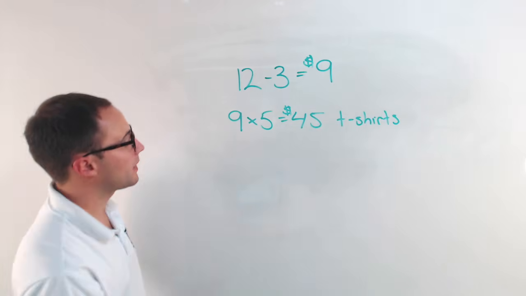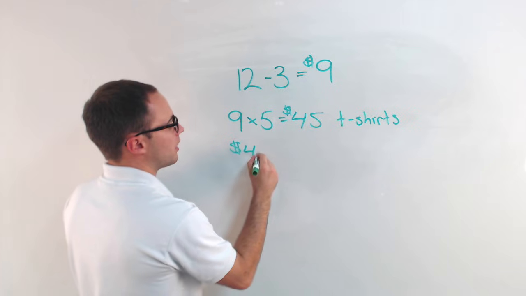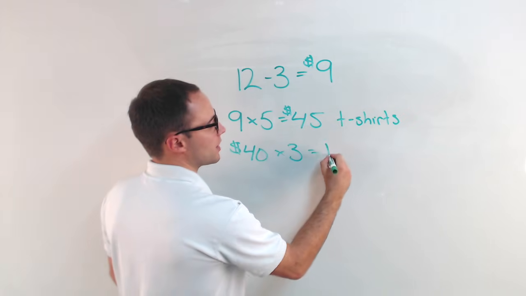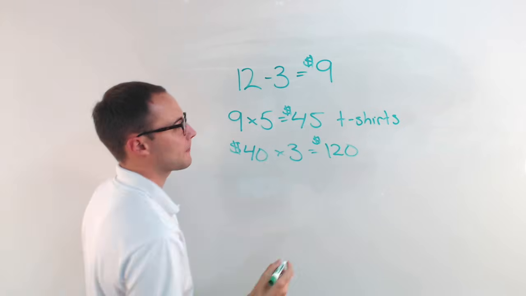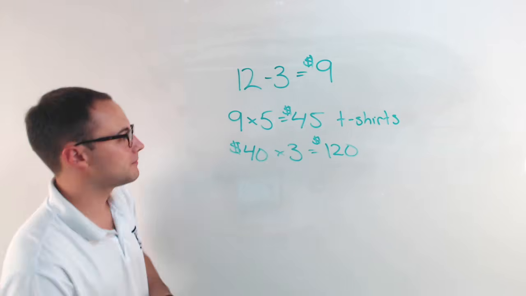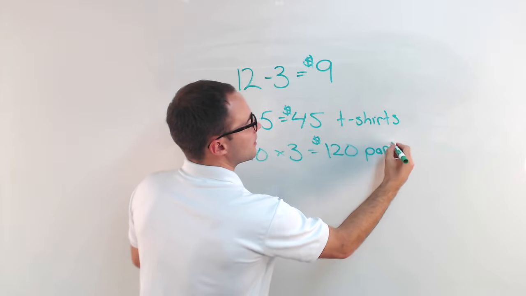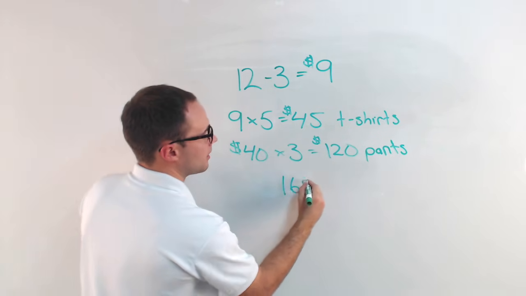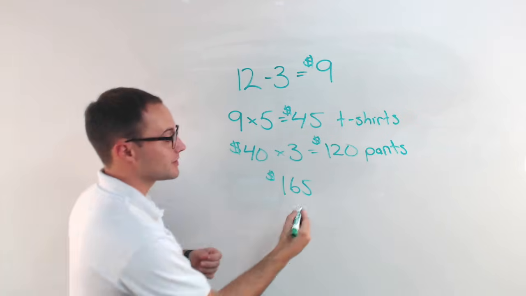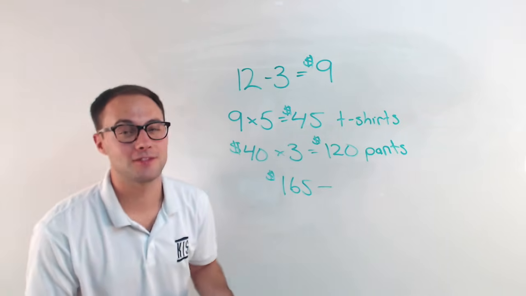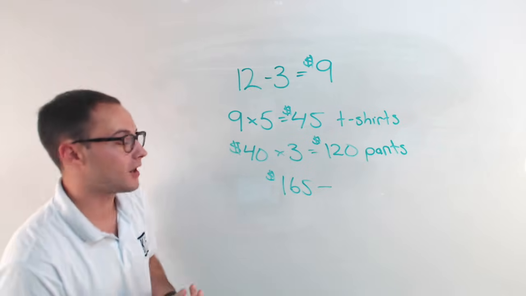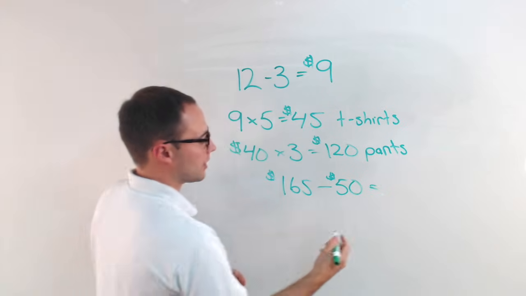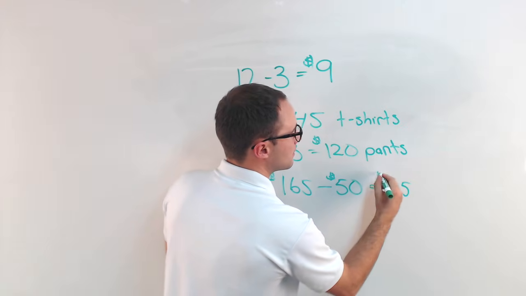Well, how about the pants? The pants were $40. We bought 3 of those. No sale, unfortunately, so those were $120. If we add those two up, we get $165. But your dear Aunt Sally gave you a gift certificate on your birthday worth $50, so we're going to subtract 50, which gives us a grand total of $115.